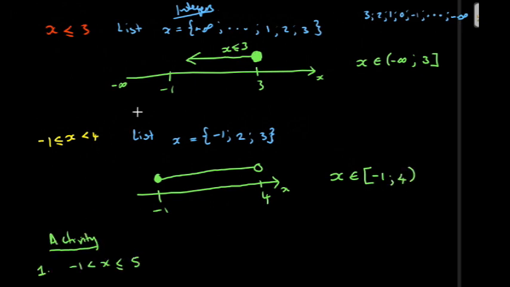Try listing and then drawing the number line and writing the interval notation for that. Number 2. Lastly, may you also try listing the values for this part. Next time, I will be dealing with quadratic inequalities.